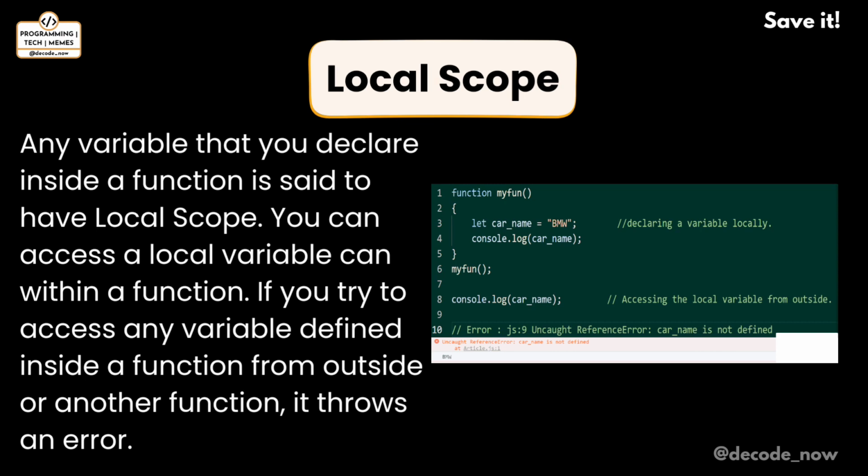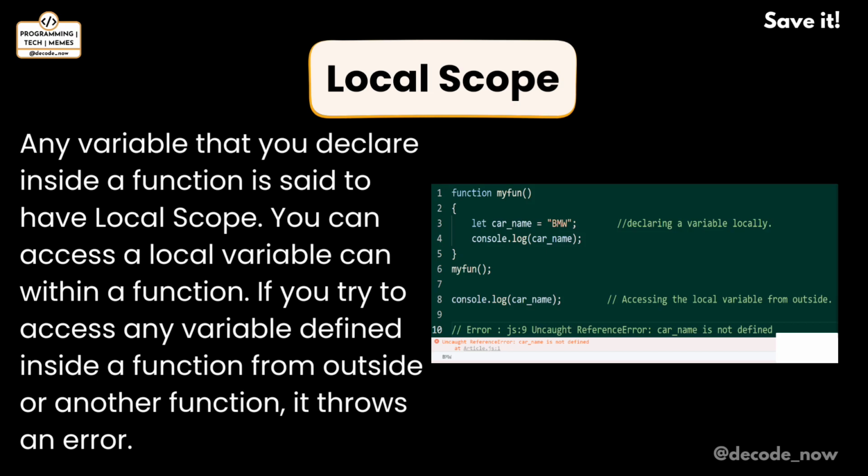In this example, this program defines a function called myfin. Inside the function, a variable car_name is declared and assigned the value BMW. The value of car_name is then printed to the console using console.log car_name. After defining the function, the program calls myfin to execute the function. As a result, BMW is printed to the console.